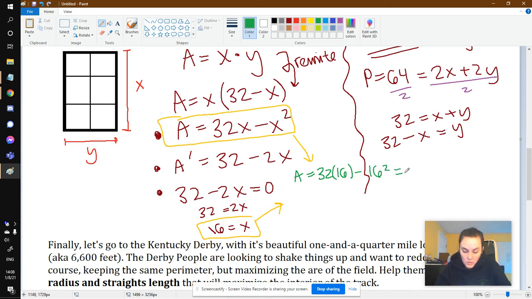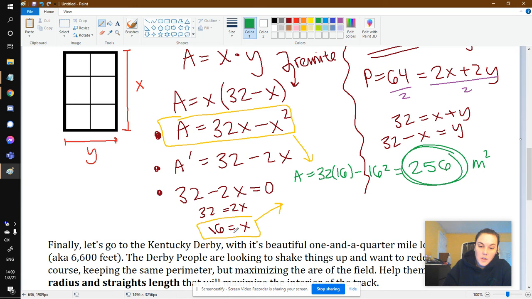And then do that real quick. 32 times 16 minus 16 times 16. That makes sense. And we'll get 256 meters squared is the final area. That is the maximum version of this area.